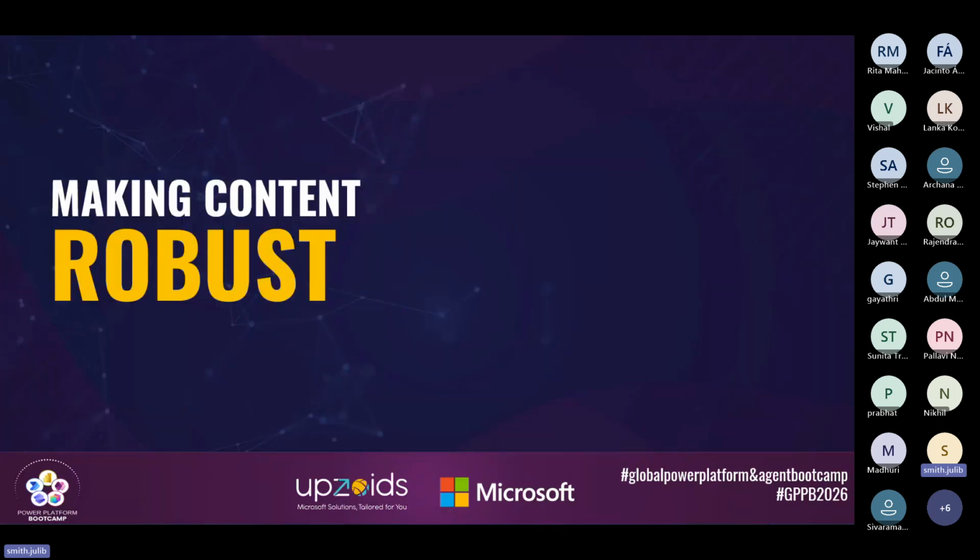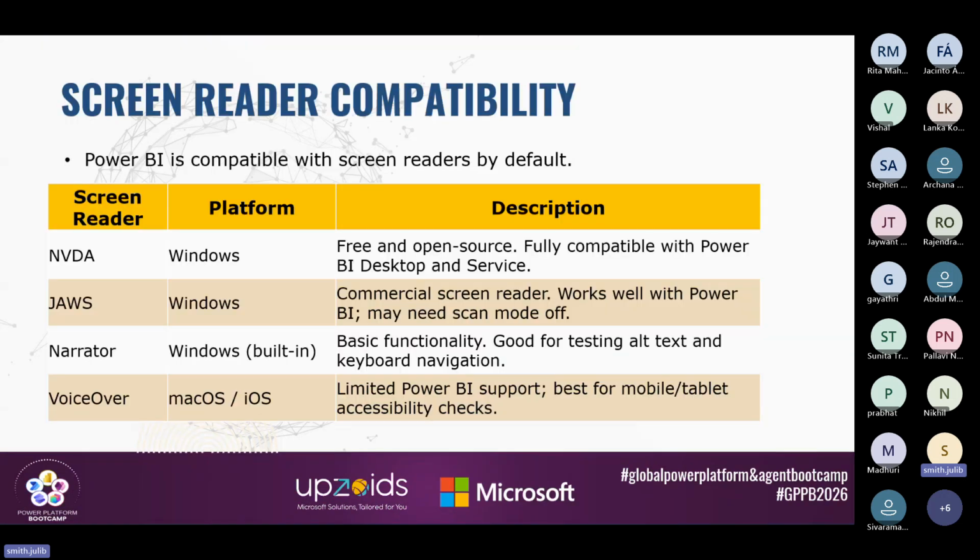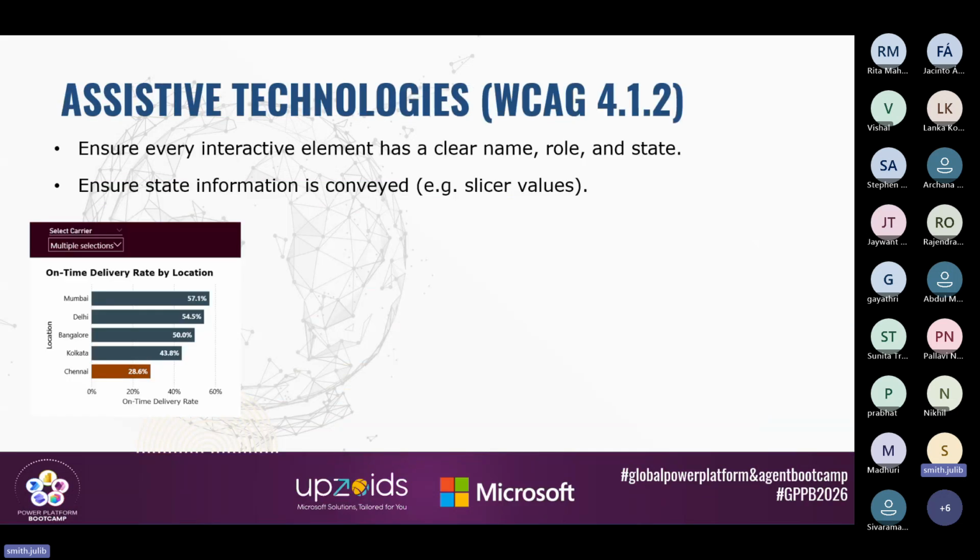Finally, let's look at how we can make content robust. Now, Power BI is compatible with screen readers by default. So here is a list of some of the common screen readers and the level of compatibility with Power BI. I like using Narrator, which is the Windows built-in if you have Windows 11, and I use that to test my alternative text. And although we don't have to configure it because it's part of Power BI, there are a few things we can do to make sure that the screen readers will work effectively.